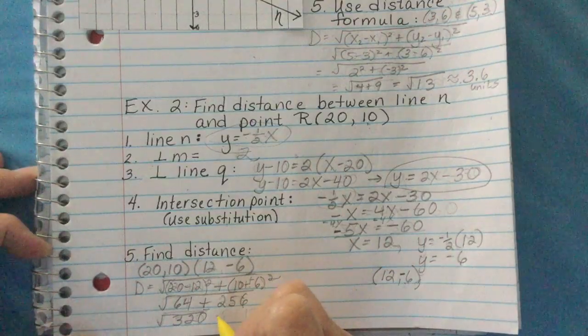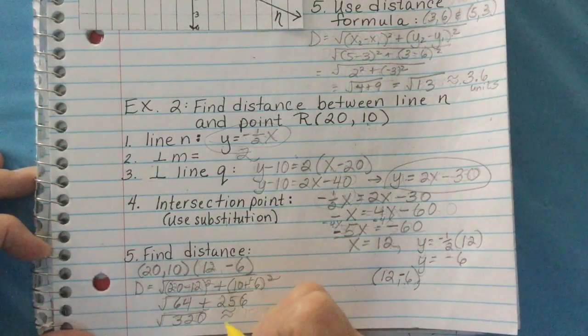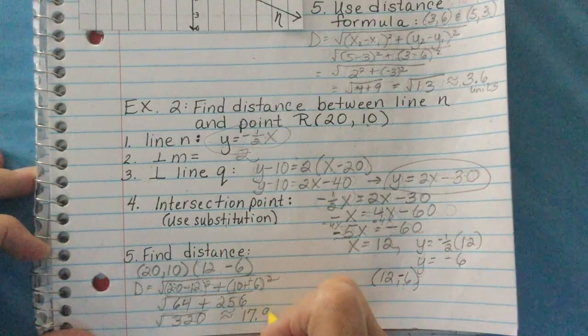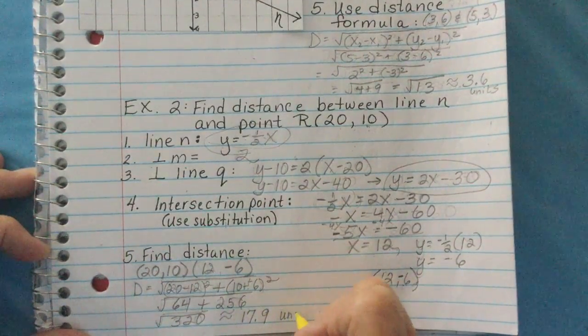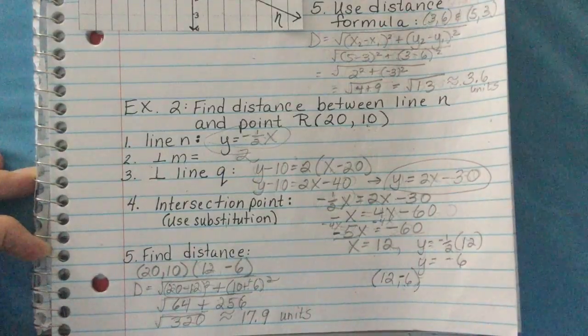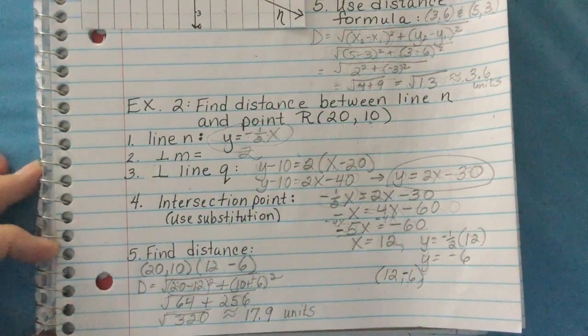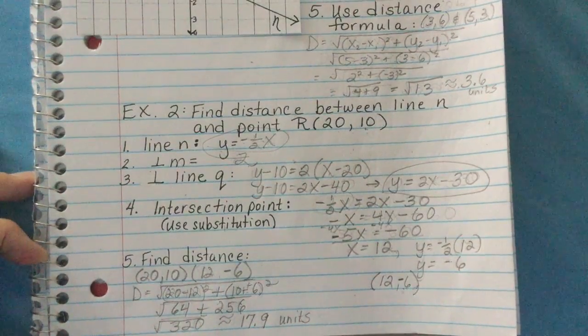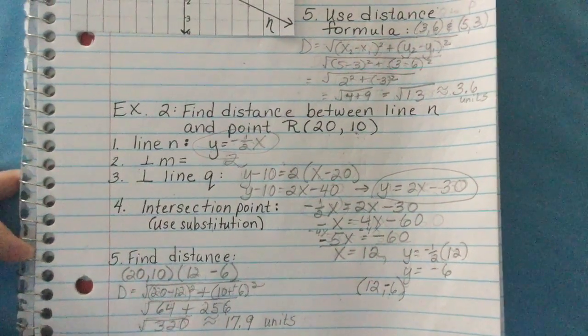And then if you put that in your calculator, that means that the distance is approximately 17.9 units. And that's how you find the distance between 2 points or between the point and a line. If you have any questions, please let me know.